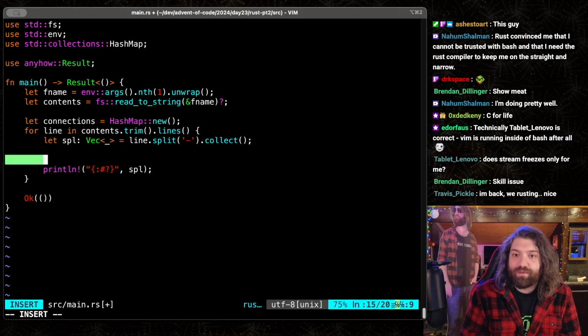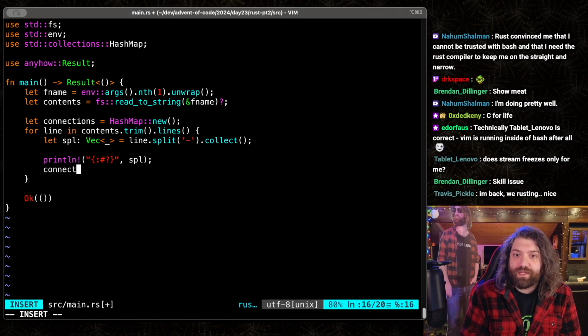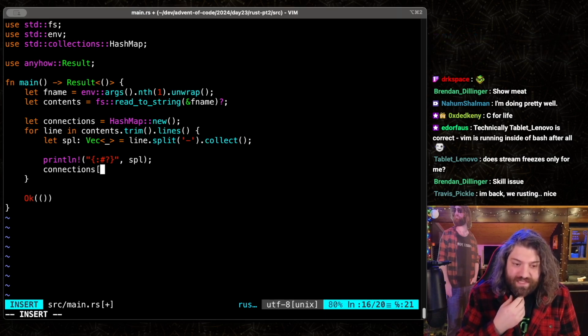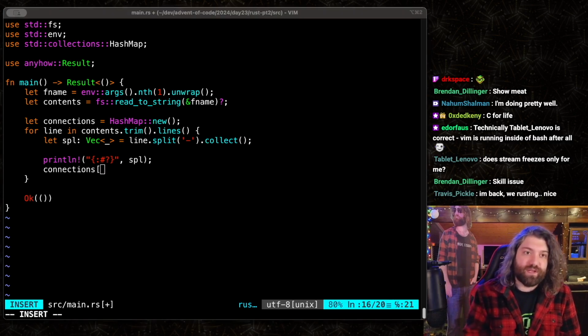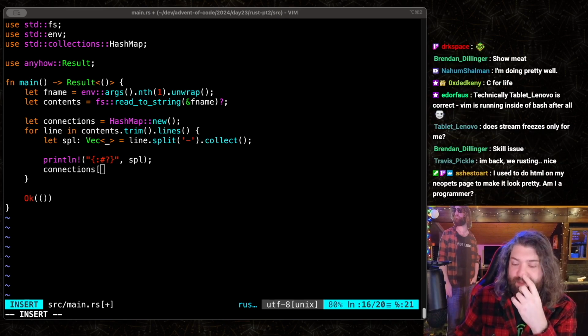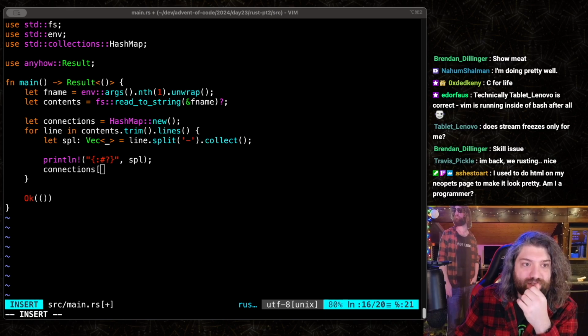Cool. And then we will do connections. I should probably take the time to look up the syntax for this. Rust hash map default value vec. I should learn how to do this. Like Python has default dict, and I would like something like that. And I know there's a way to do it because you can use the entry thing.